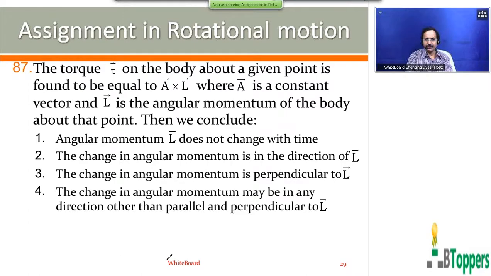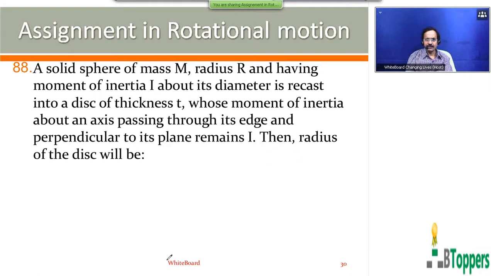So I am going to show the next question on screen. See the question number 88. The solid sphere of mass capital M, radius capital R and having moment of inertia I about diameter is recast into a disk of thickness T, whose moment of inertia about an axis passing through its edge and perpendicular to its plane remains I. The radius of the disk will be, come on, take a pause and finish trying this question.